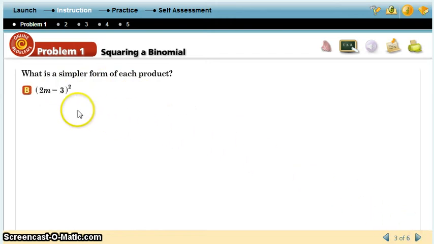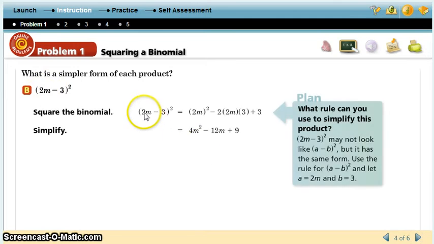Alright, so let's look at this example. This is subtraction. This looks a little bit different because you actually have a 2m here instead of just x or just a. But you're still going to solve this just the exact same way. You just have 2m instead of a. So the same thing here. What rule can you use to simplify this product? Well, you're actually going to use the exact same rule. You're just going to let 2m be your a.